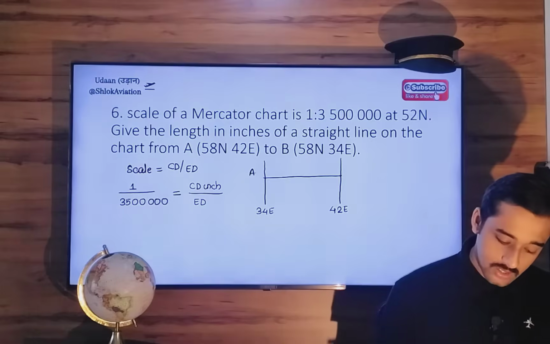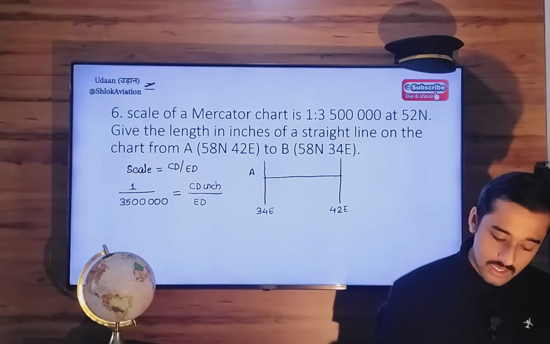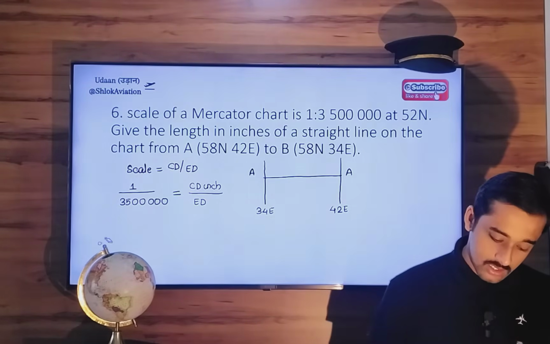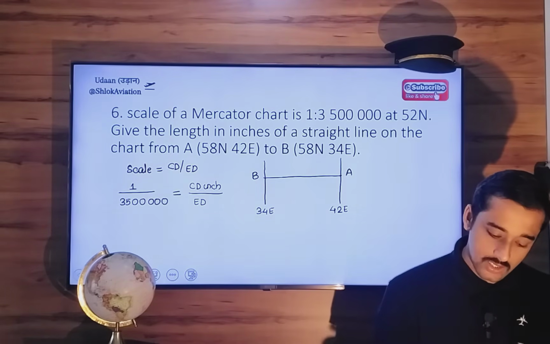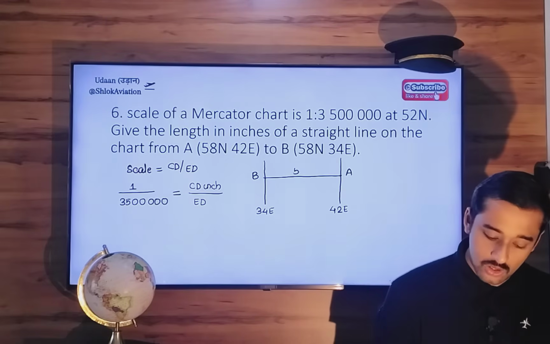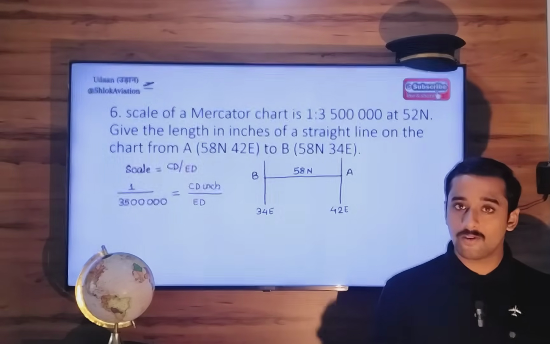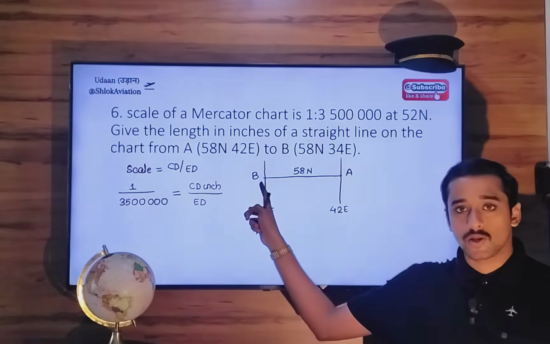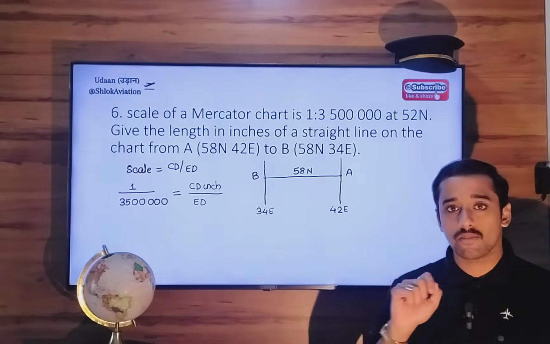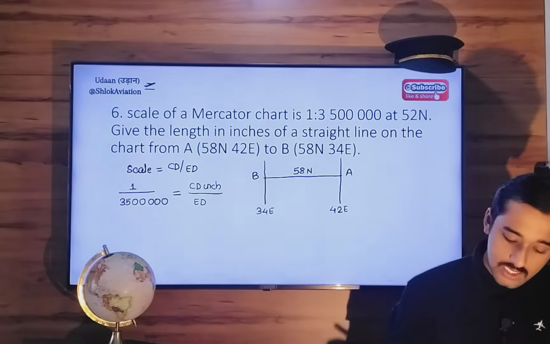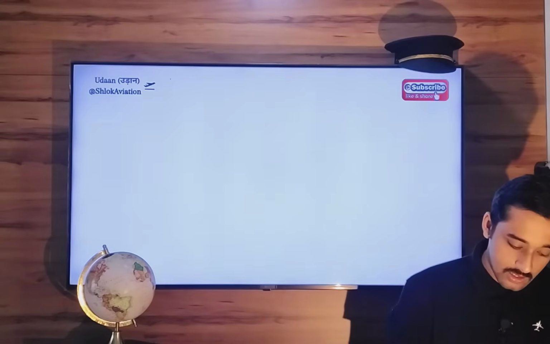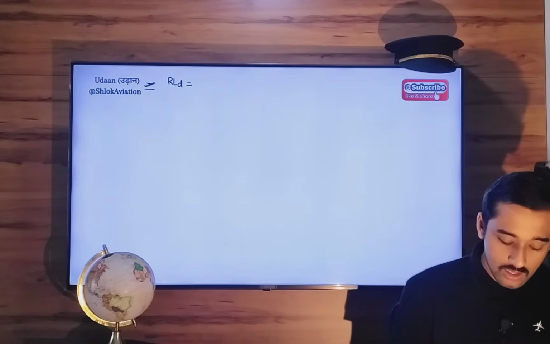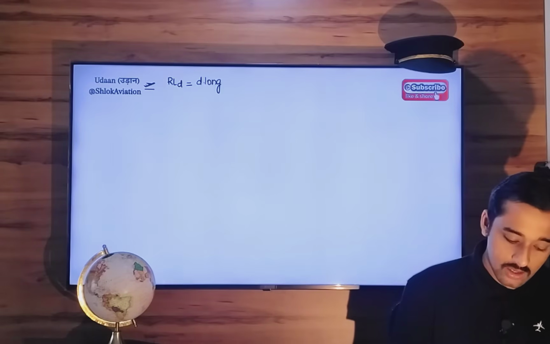So A is here, correction, A is here and B is over here. The latitude is 58° north latitude. Now we have to find out the earth distance between position A and position B. So the distance between them is nothing but your rumline distance. Now rumline distance will be equal to D long in minutes into cos of latitude.